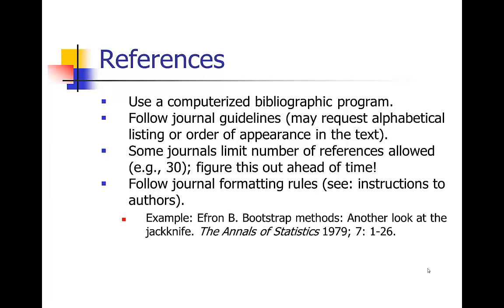Then the title comes next. Then the journal name in italics. It's usually abbreviated, and again, you got to follow the standards for abbreviation. The computerized bibliographic program will know that. Then you usually have the year of date, not the month, but just the year, a semicolon, and then the volume, a colon, and then the page numbers. And again, different journals will have slight differences in how you format those, so make sure you figure that out, or use a program that already knows how to format for all the journals.